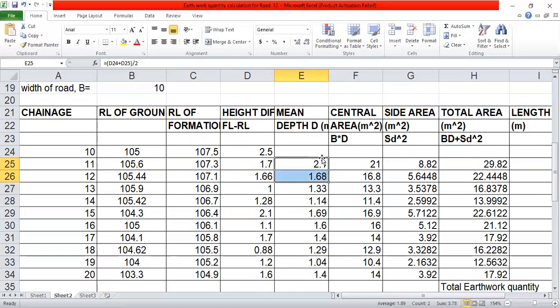Similarly, for this also, previous RL minus the RL considered, the whole divided by 2. Just click on this one, on the right bottommost corner, then just drag it downwards. It will calculate automatically.